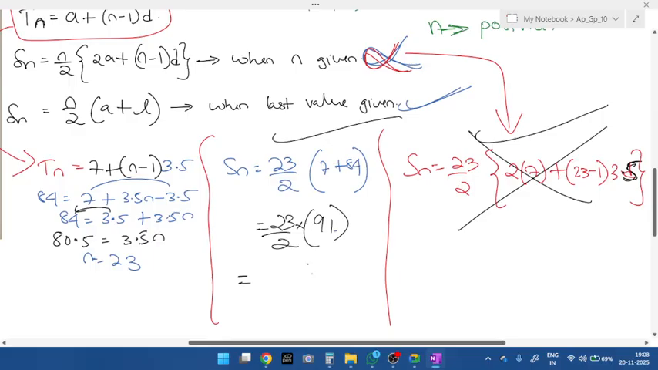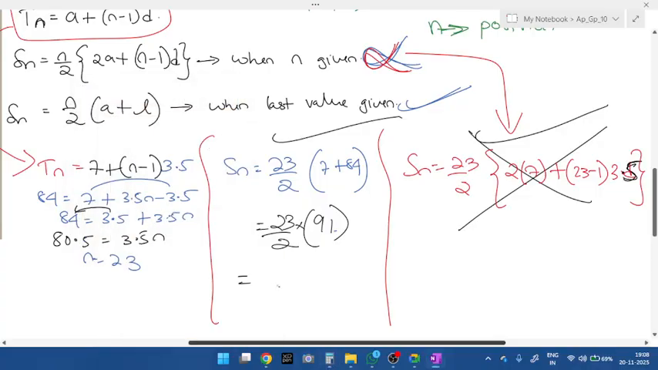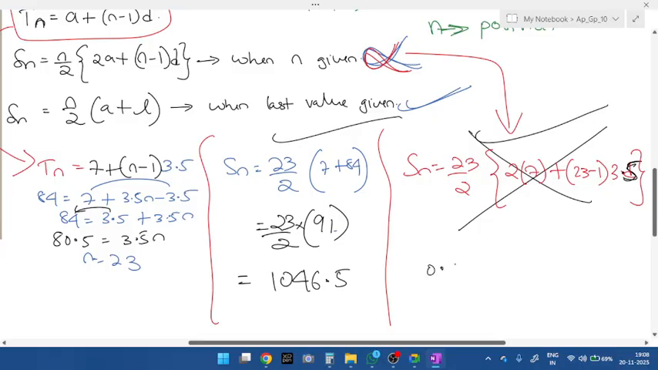Multiply 23, solve this, students. 23 into 91 is 2093, divided by 2. Write it in decimal or mixed fraction, whatever you want. 1,046.5 was given. In the calculator, it is 0.5. Okay. 0.5 is nothing but 5 divided by 10, which is 1 by 2. So instead of 0.5, I'll write 1 by 2. This is the answer.